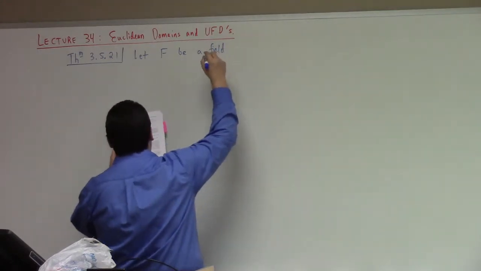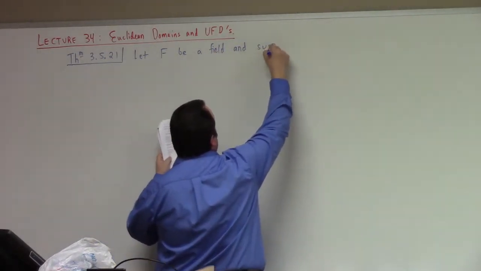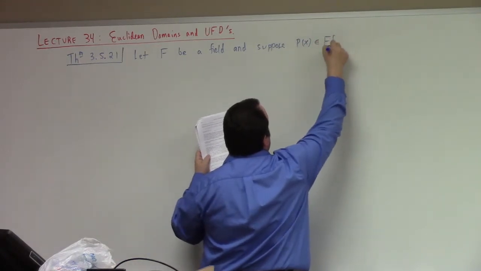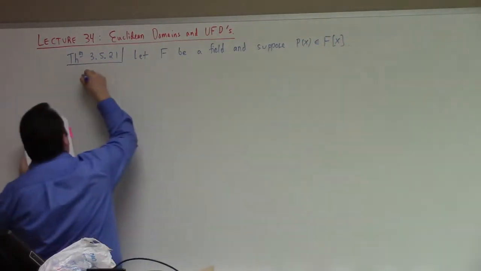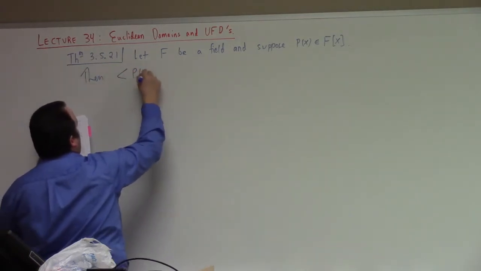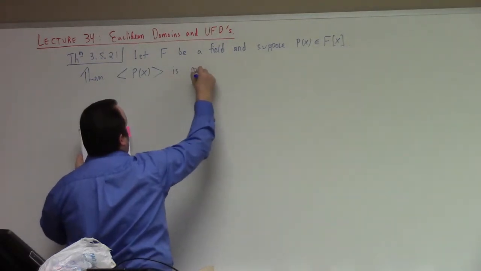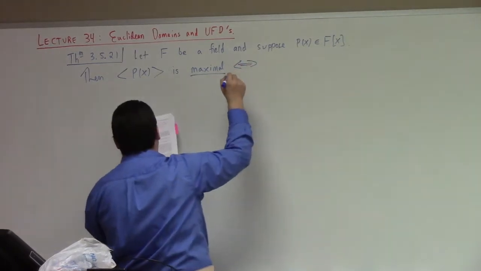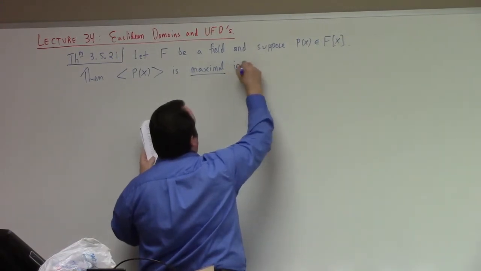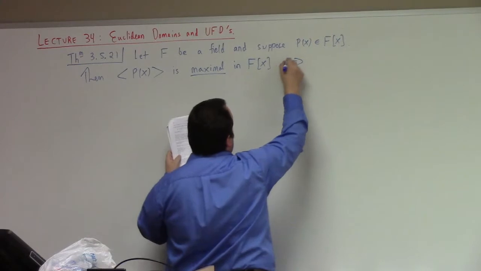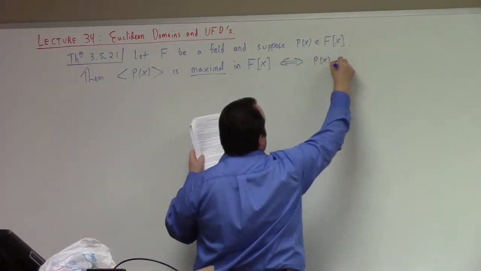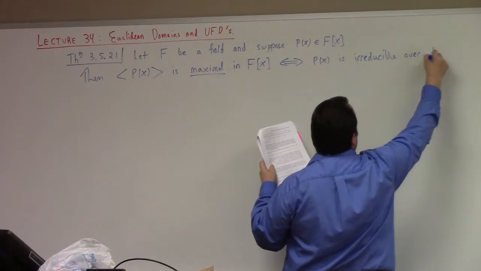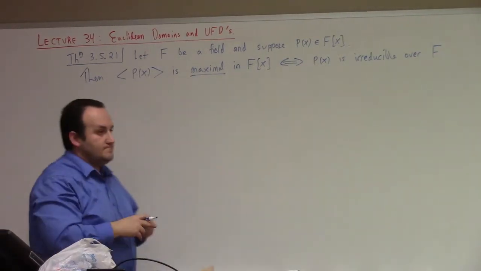All right. And suppose P of x is a polynomial with coefficients in the field. Then the ideal generated by P of x is maximal, I should say maximal in F[x], just to be clear there, if and only if what? P of x is irreducible over F. All right?